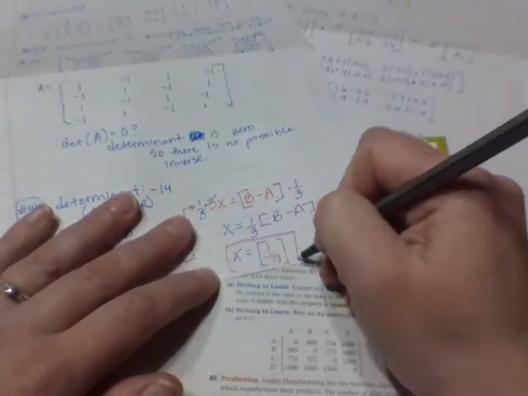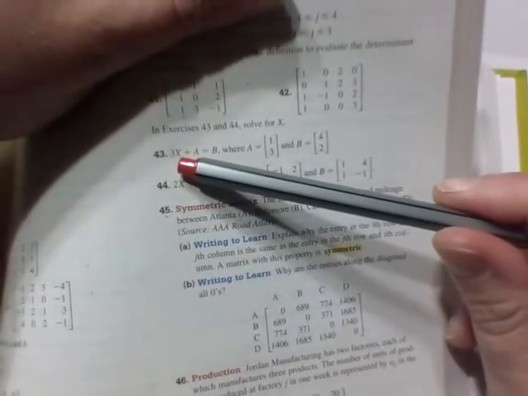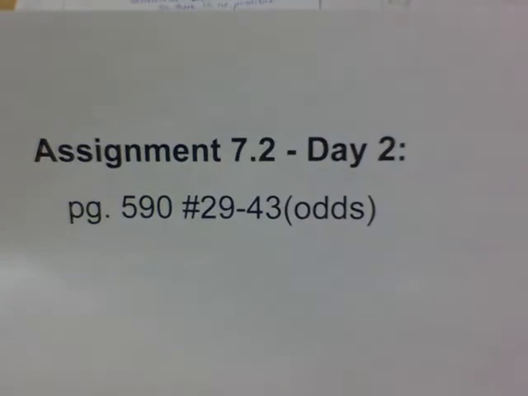So hopefully that algebra makes sense of how we would do that if that was just an X, but notice that they are writing it as a capital X, and that's because it's actually a matrix that has variables in it versus just a lowercase x, which would be just a number. Alrighty, so that was your 7-2 day 2 assignment through 43. So hopefully that made sense.